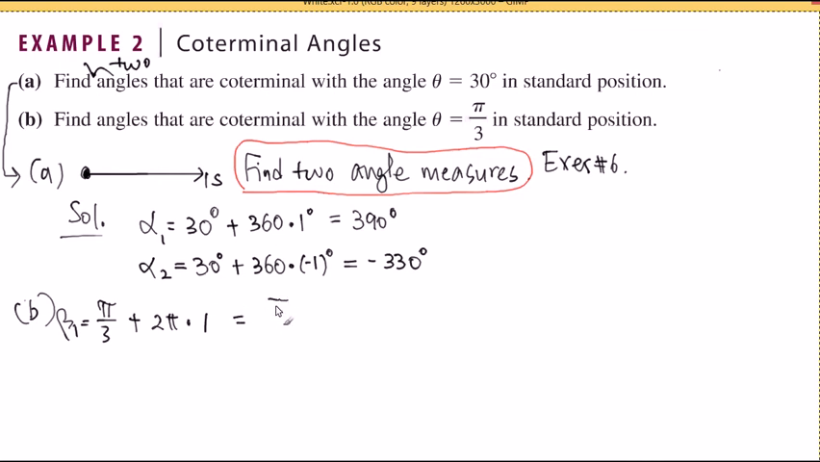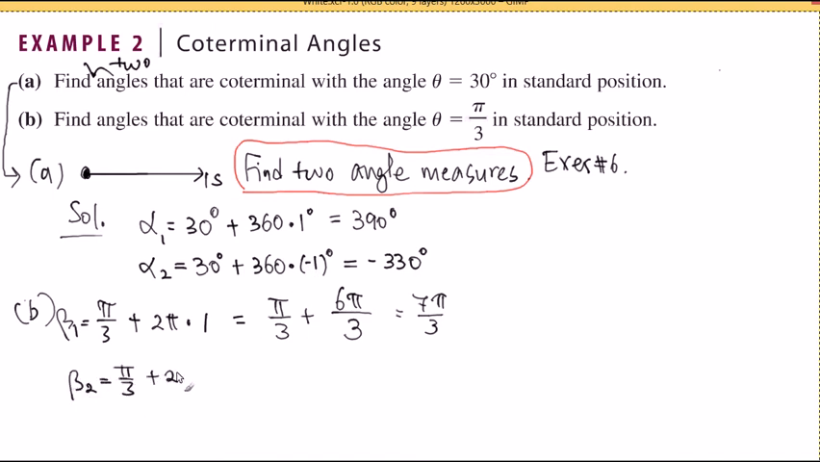So pi over 3, what is the common denominator? If I put 3 in there, how does 2 pi change? To 6 pi, right? You've got to multiply the same thing to numerator and denominator. So 2 pi is the same as 6 pi over 3. Now you have the same denominator, so it's 7 pi over 3. That's one coterminal angle. Let's subtract it.